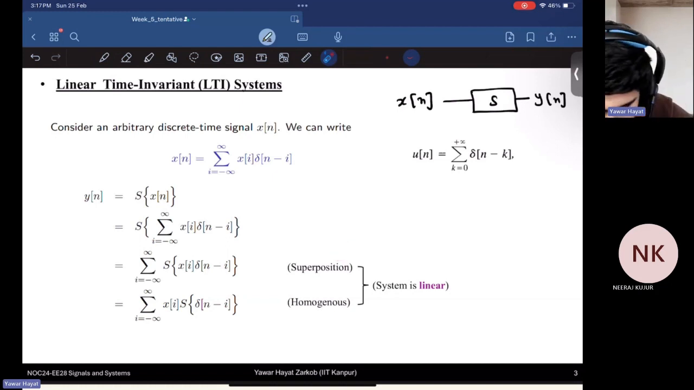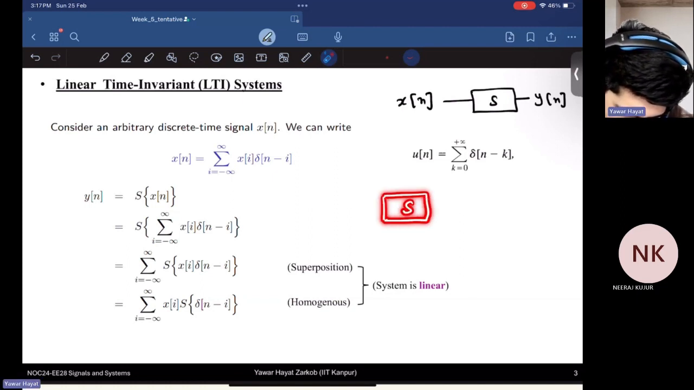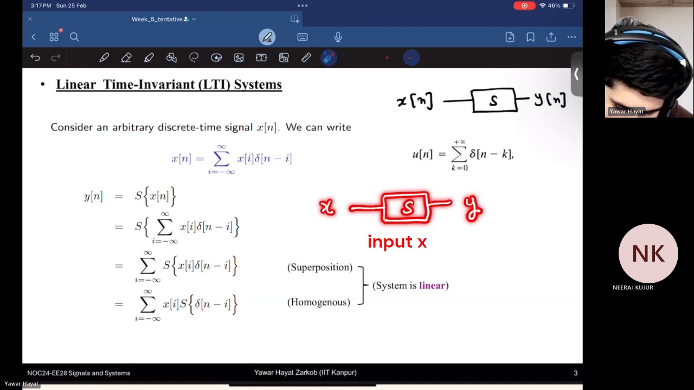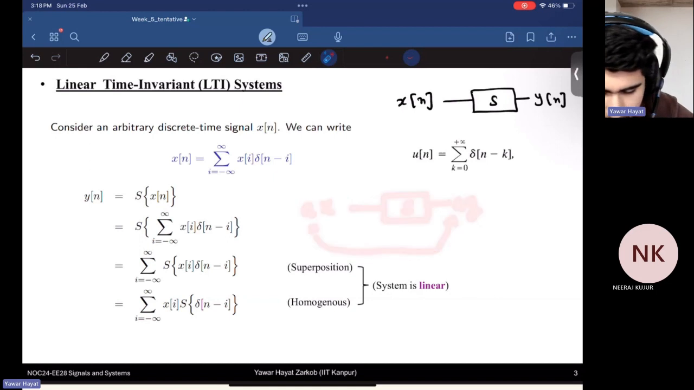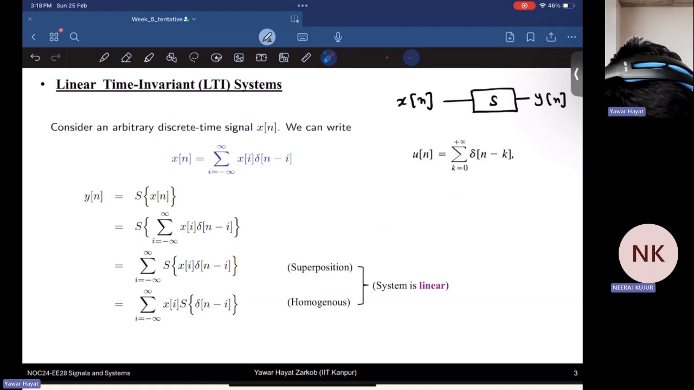What about homogeneity? You answered the superposition case. What about homogeneity? Homogeneity would mean, suppose I have a system S, I give input x and I was getting output y. Now, if I give input a times x, where a is a constant, I should get this a here as well. That is precisely what homogeneity means.